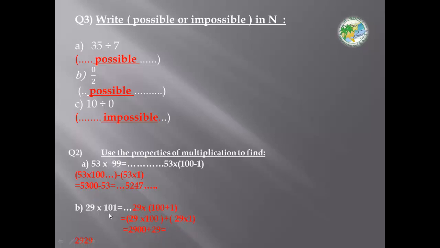Twenty-nine times 101. 29 times 101, is 101 more than or less than 100? More than. Then we write 29 times 100 plus 1 and distribute: 29 times 100 plus 29 times 1. 29 times 100 is 2900, plus 29. Then the final answer equals 2929.